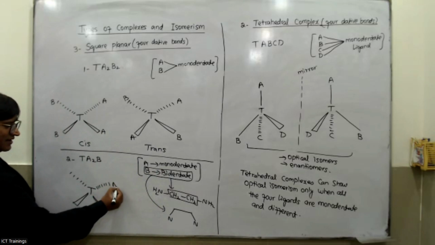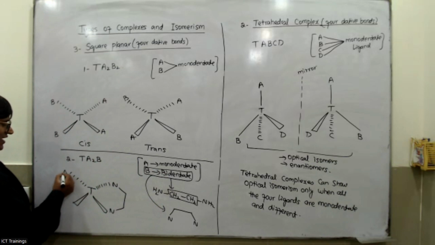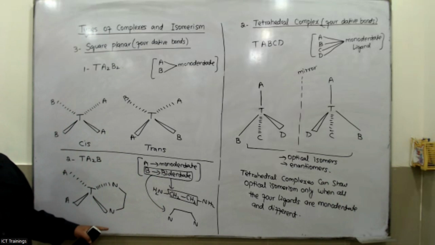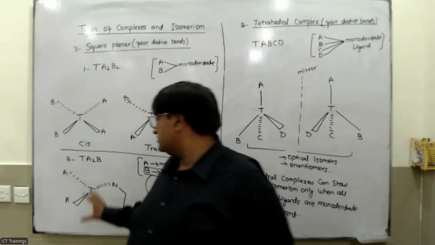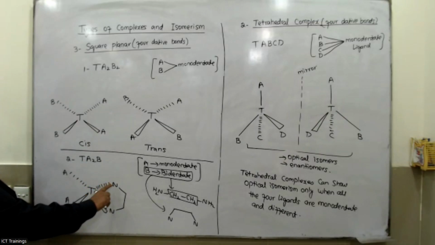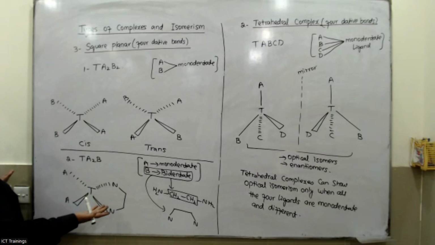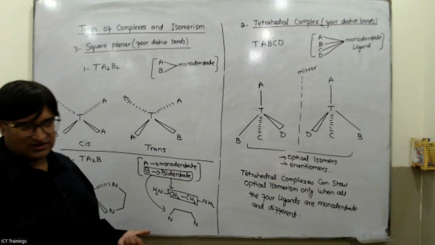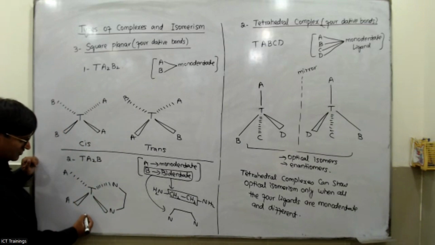So if you look up here, this is nitrogen, and this is A and A. In this one we have only one bidentate ligand. So this one does not show any isomerism, because it has only one bidentate ligand, so it does not show cis-trans. The same groups are present up here, and this is a different thing, so it does not show optical isomerism either. So this one just does not show any isomerism.